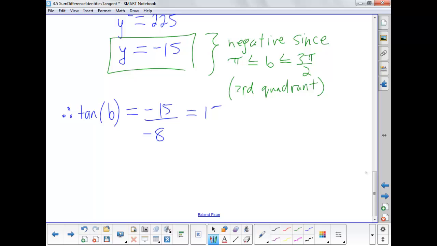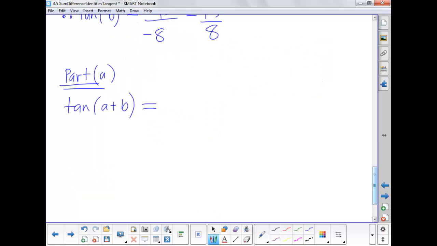But notice I could simplify that, because both values are negative, I would get positive 15 over 8, which makes sense because in the third quadrant, tangent is supposed to be a positive ratio. Right? So now for part A, tangent of A, which previously we had worked out was equal to 5 over 12, and we just finished determining what tangent of B is.